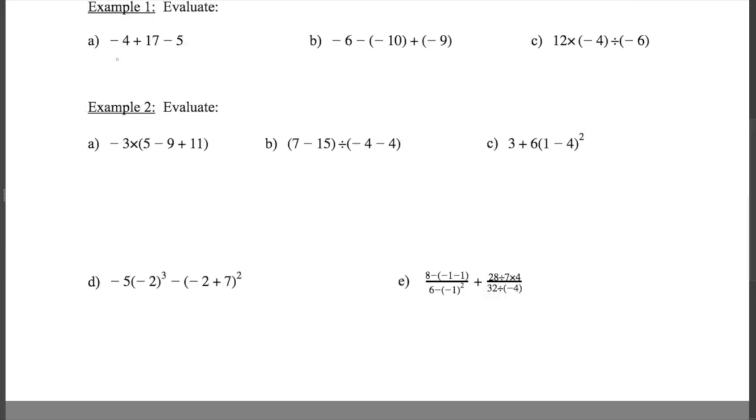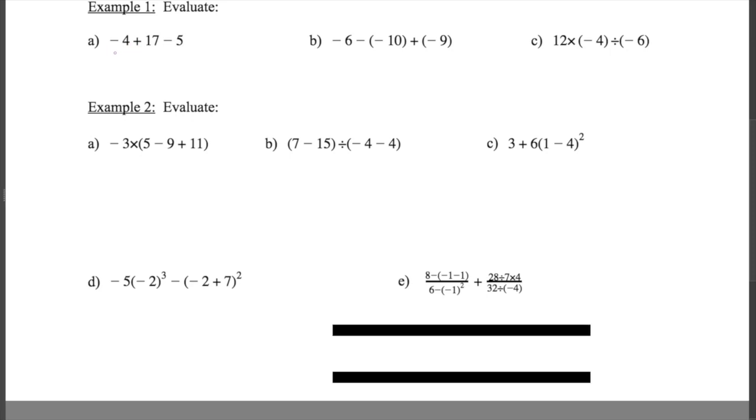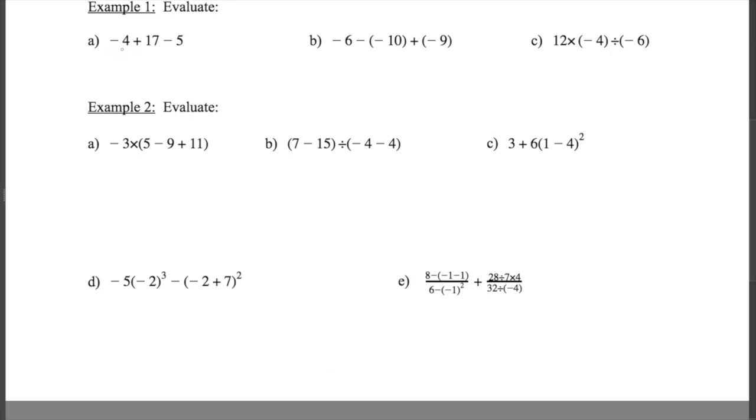Alright, hello. We're going to be going over the number systems examples. So in this example where it's -4 plus 17 minus 5, we're simply just going to evaluate it. So -4 plus 17, this will give us 13, and then 13 minus 5, which should give us 8.